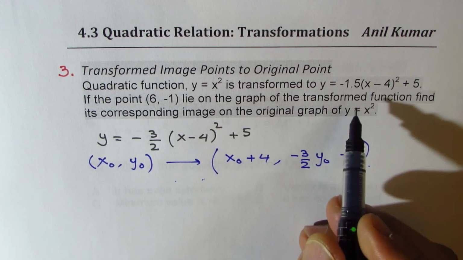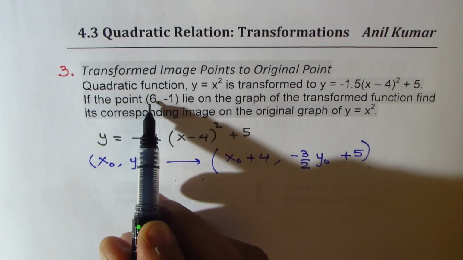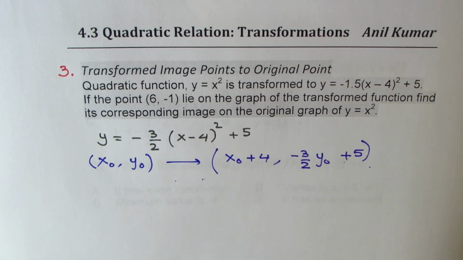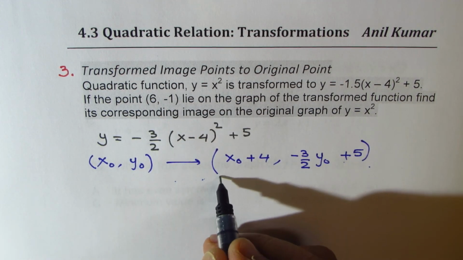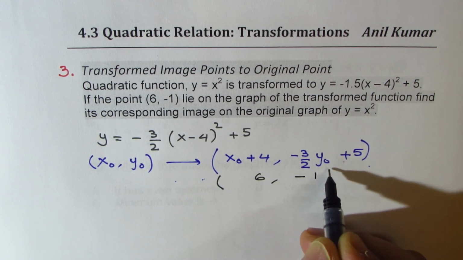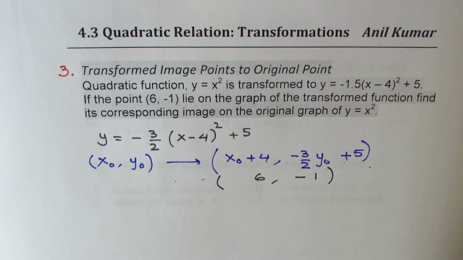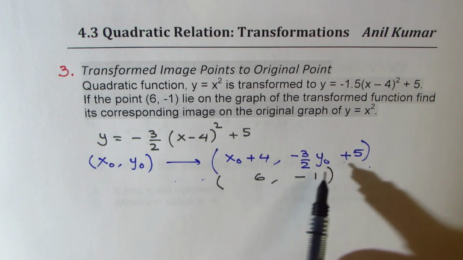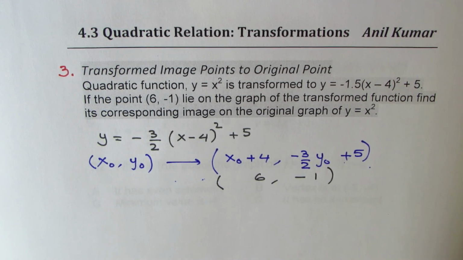Now, what are we given here? We are given (6, minus 1) on this side. Do you understand? What we need to find is what x0 and y0 are on the original function. So now you get it. You can now pause the video and answer. This is how we will do it.